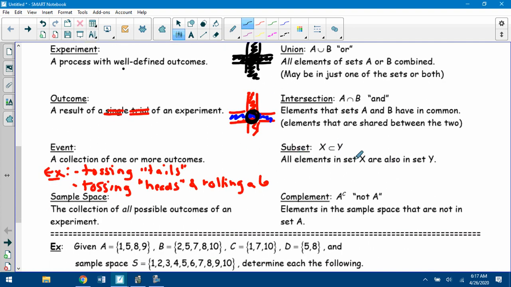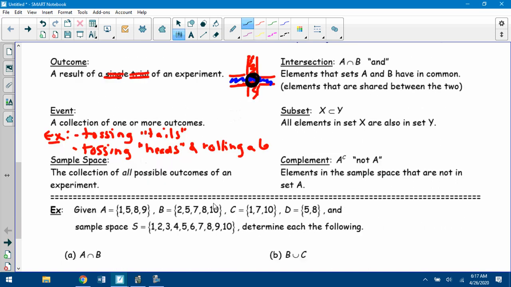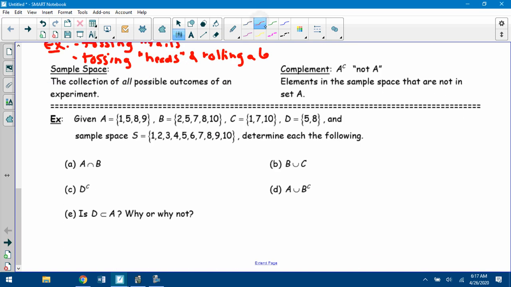Subset: all elements in X are also in set Y. We'll talk about that in a second. That's what the symbol looks like. And complement is that little C. So this is set A complement, so it's not in set A. Elements in the sample space that are not in set A. Okay, so let's talk about these real quick.